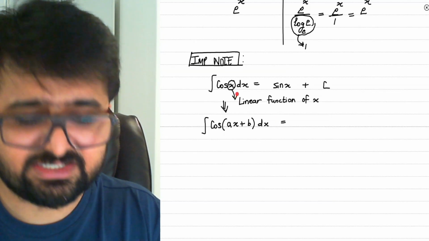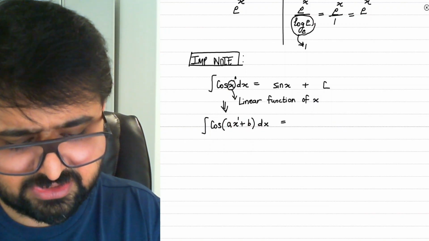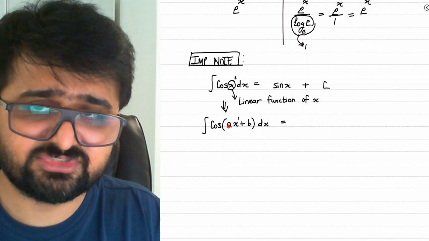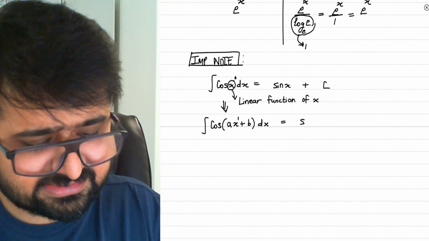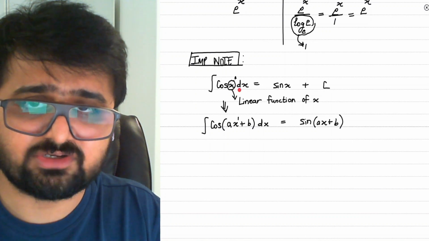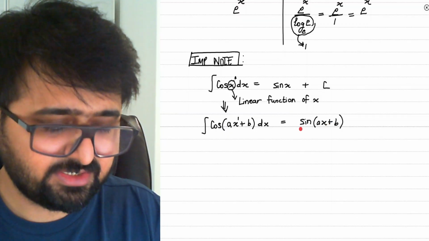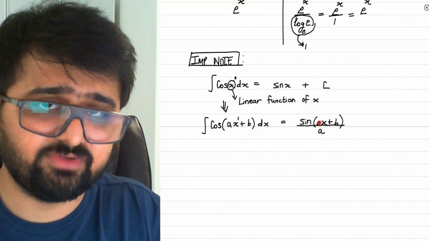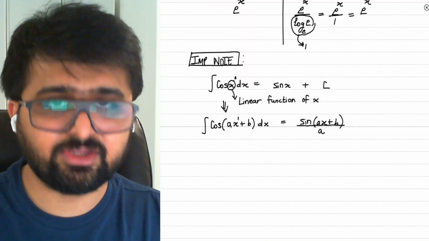So let's say instead of x, you have a linear function, ax plus b. Note that the power is still 1. This is x to the power 1. This is also x to the power 1. The only difference is that there are extra terms a and b in ax plus b. The integral still remains the same, sine of ax plus b. The way it was for cos x, it was sine x. For cos of ax plus b, it is sine of ax plus b, but there is a small difference. You divide by the coefficient of x. Coefficient of x is a, so you divide by a. It's a very, very important thing to keep in mind, okay?